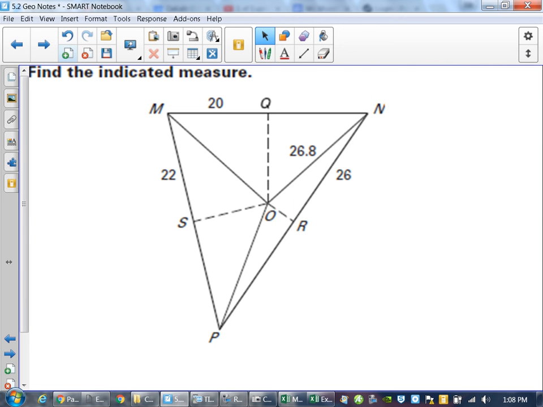No, this is just an example. I just made a copy of the example. That way you guys didn't have to try and draw it, because drawing this diagram is a bit tricky.